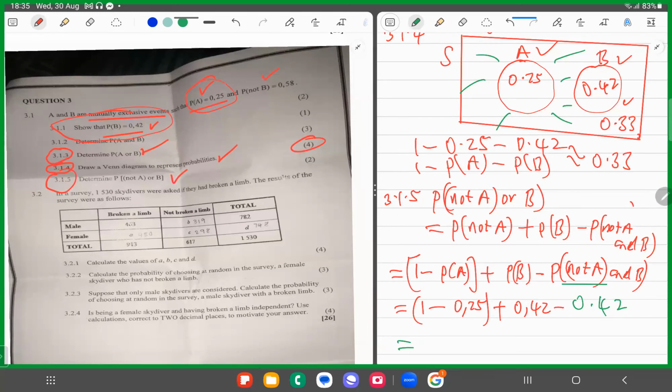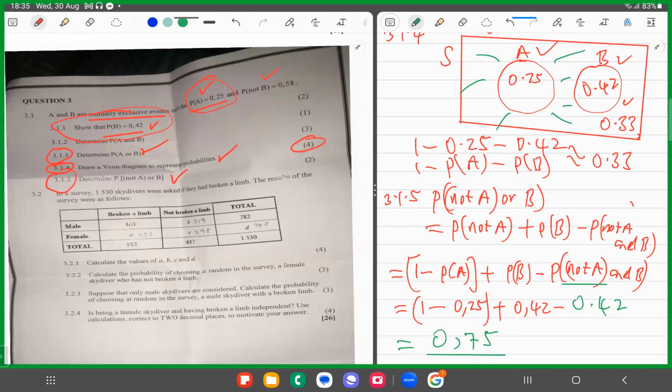Now we just need to do the calculation: 1 minus 0.25 plus 0.42 minus 0.42. It's easy. 0.75, because 0.42 and 0.42 cancel out. So the probability is 0.75. That's the probability of not A or B.